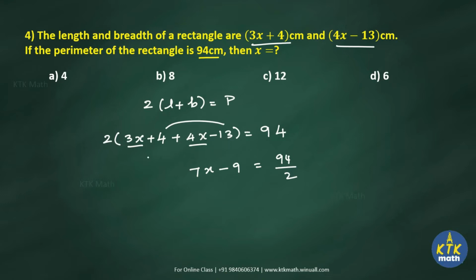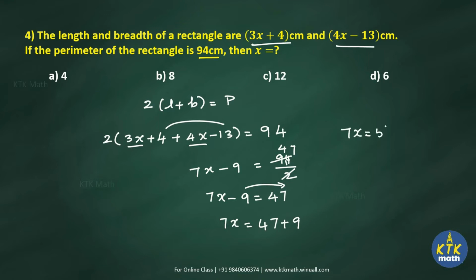So 7x minus 9, and the 2 I am bringing to the opposite side, which becomes divide. So 7x minus 9 is equal to 94 by 2. What is half of 94? 4 2s are 8, remaining 1, so 47 is given. So the minus 9 transforms here and becomes plus 9. So 7x is equal to 47 plus 9, which is 56. Now simplify again. x is equal to 56 over 7. When I am cancelling this, you are going to have 8.